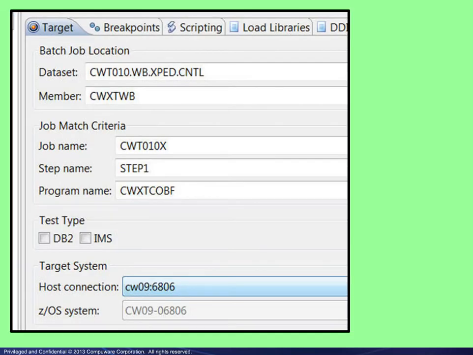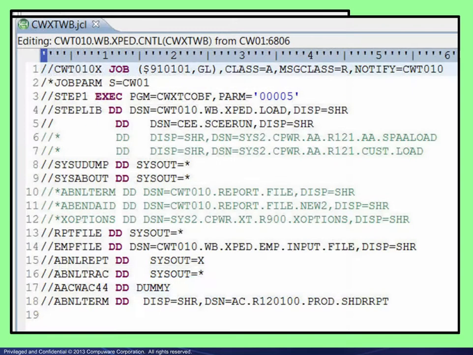In this example, for Xpediter TSO batch debugging, the Xpediter Eclipse host connection LPAR is CW09. Looking at the execution JCL specified, we see that there is a job parm statement to run on LPAR CW01.